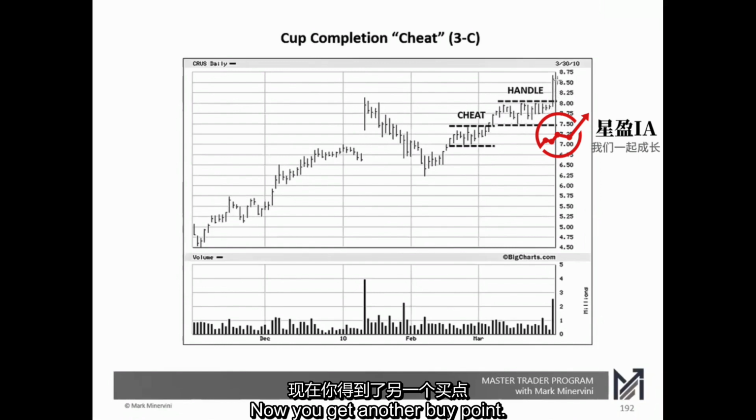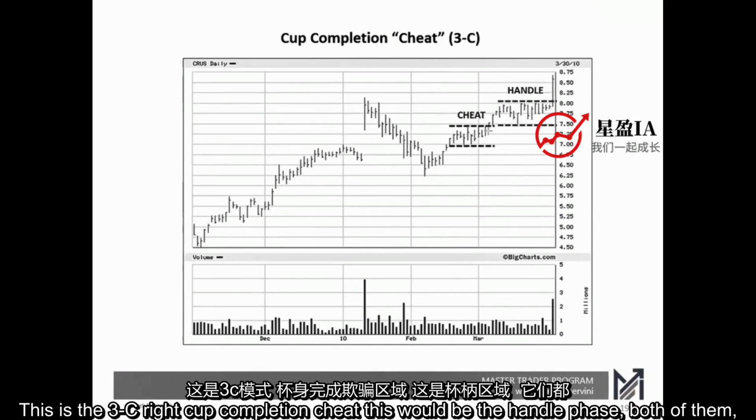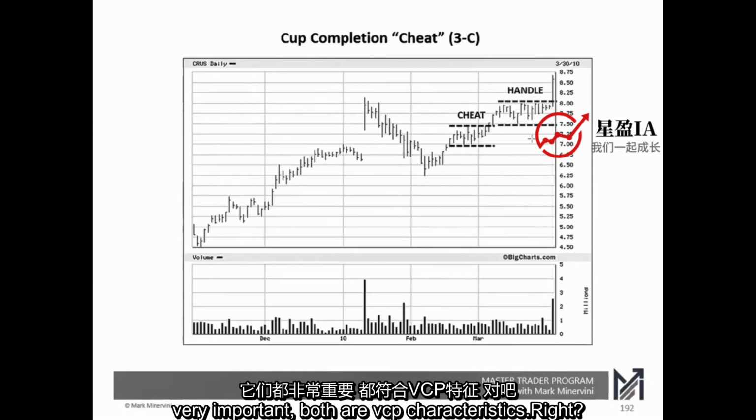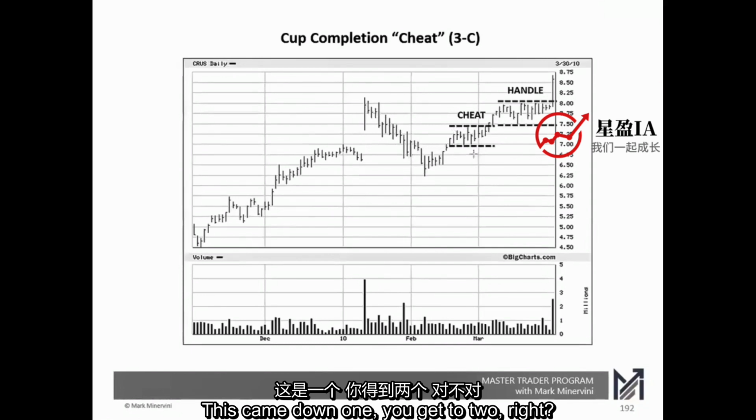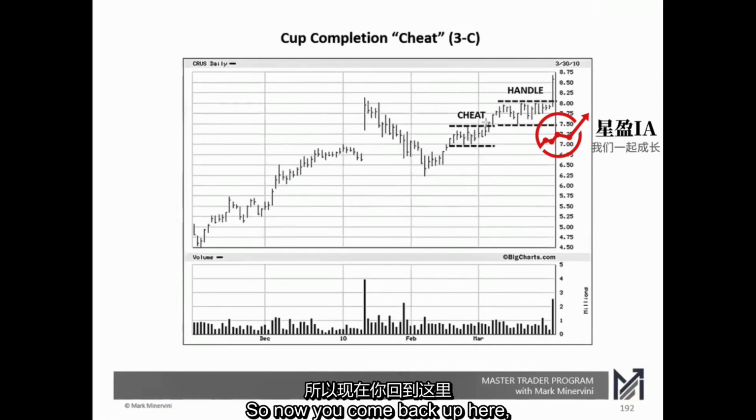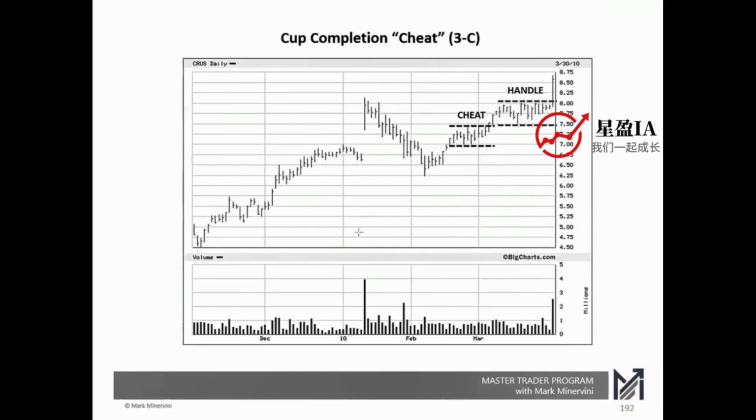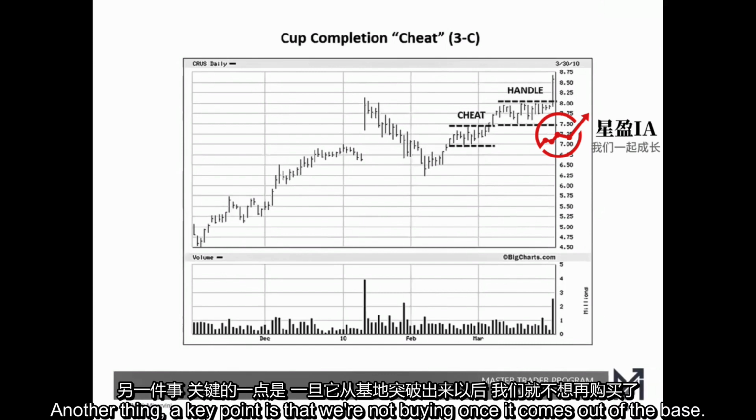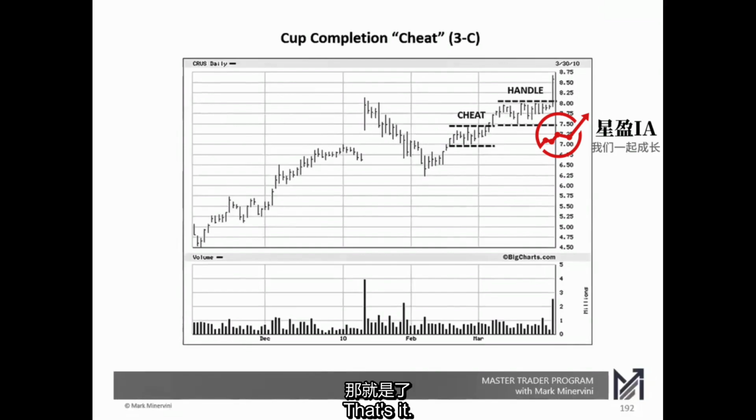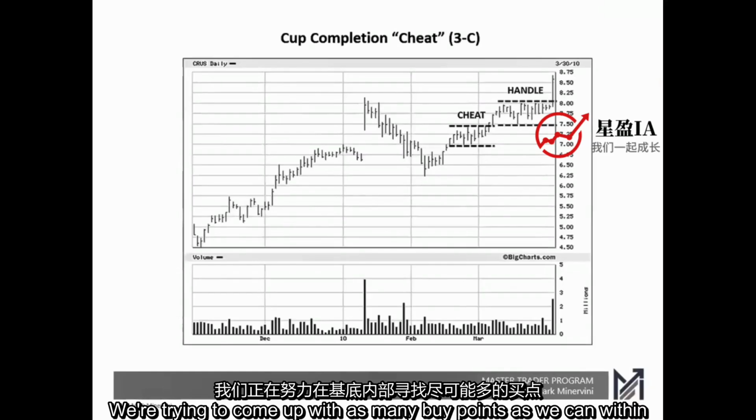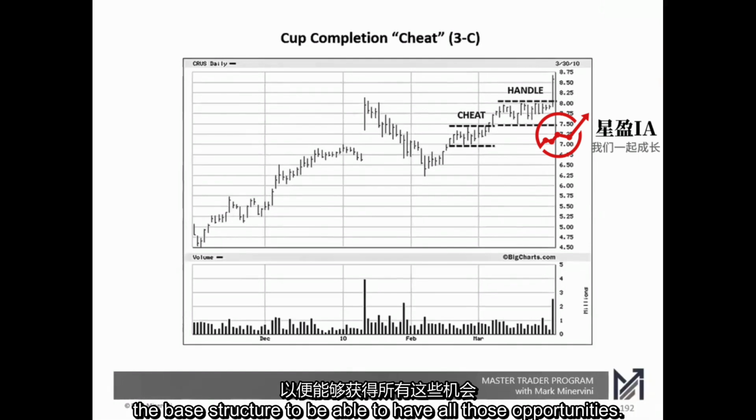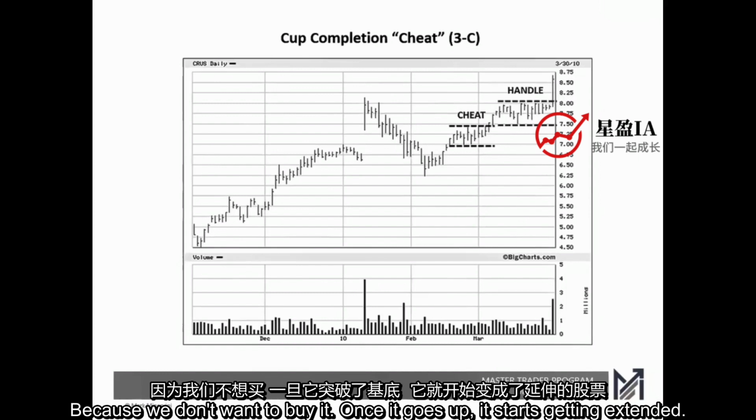So now you get another buy point. So this is the 3C, right? Cup completion cheat. This would be the handle phase. Both of them, very important, both had VCP characteristics, right? This came down once, that's a 2, right? So now you come back up here and now you go through a couple iterations, and maybe you could have 2, 3, 4, but again, all within the base. Another key point is that we're not buying once it comes out of the base. That's it. We're trying to come up with as many buy points as we can within the base structure to be able to have all those opportunities, because we don't want to buy it once it goes up and starts getting extended.